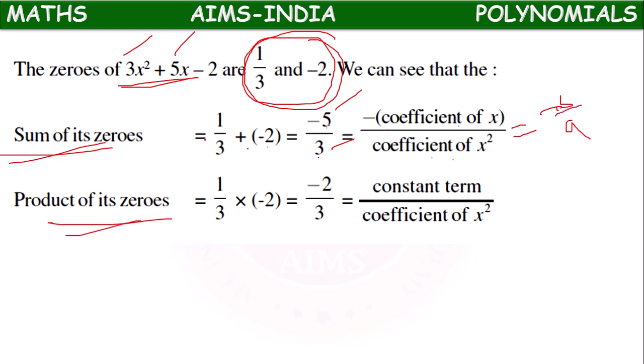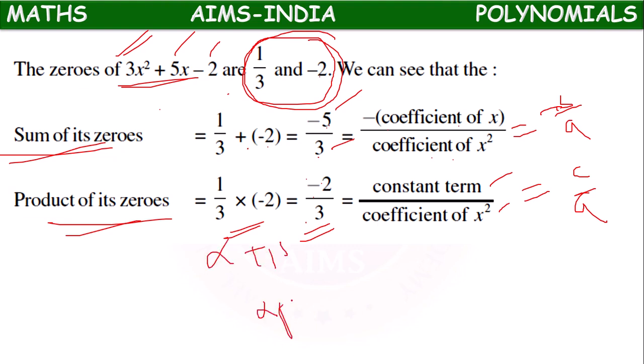What is the product of zeros? 1 by 3 into minus 2 is minus 2 by 3. What is minus 2? The constant. What is 3? The coefficient of x square. So c by a. Like this, we can establish two relationships between the sum of zeros, the product of zeros and the coefficients.